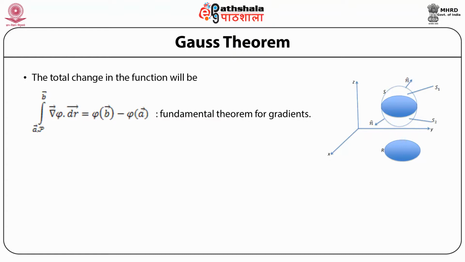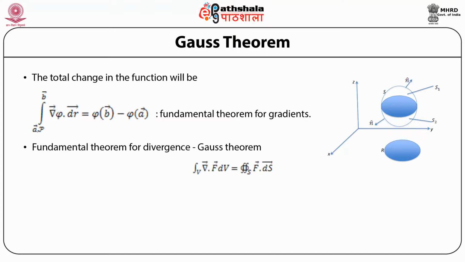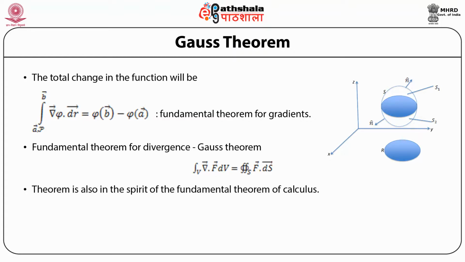Fundamental theorem for divergence. This theorem is also known as Gauss theorem. That is, the volume integral of del dot v dv equals the surface integral over S of f dot ds. This theorem is also known as Gauss theorem and sometimes as Green theorem.